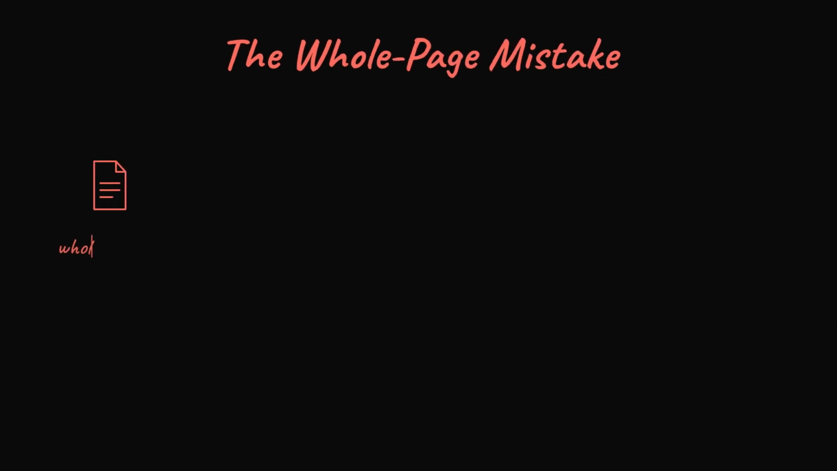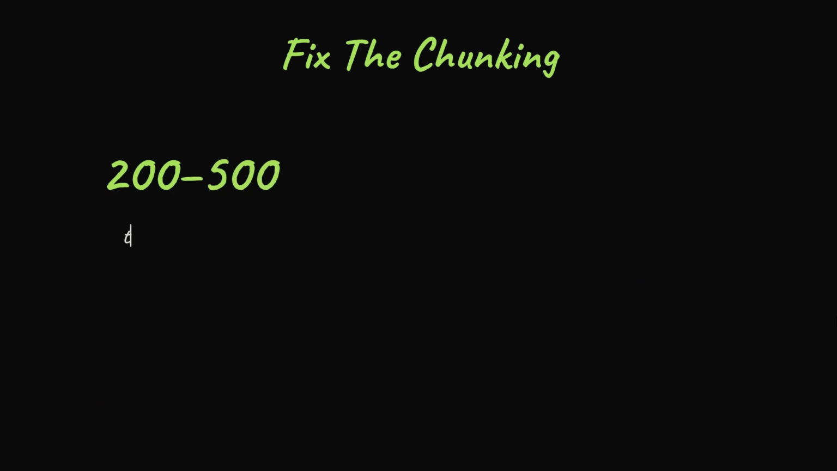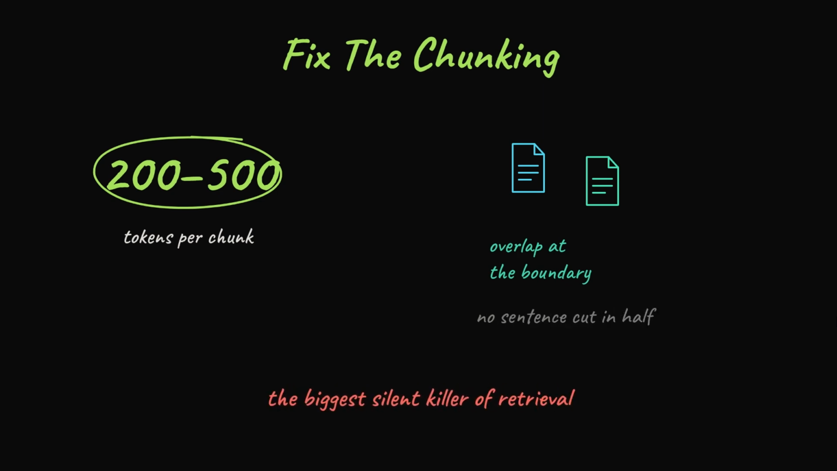People build a RAG system, feed it whole pages of text as one chunk, and then wonder why retrieval keeps pulling back half-relevant paragraphs mixed with the actual answer. On the diagram, right after the vector search box, I add a small note about chunk size, usually somewhere between 200 and 500 tokens depending on the content, with some overlap between chunks so you don't accidentally cut a sentence in half at a boundary. It sounds like a minor detail until you realize bad chunking is probably the single biggest silent killer of retrieval quality, way more than people give it credit for.